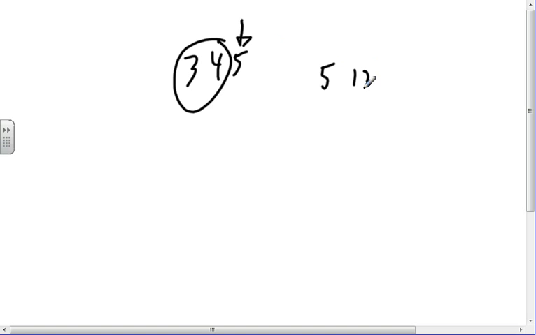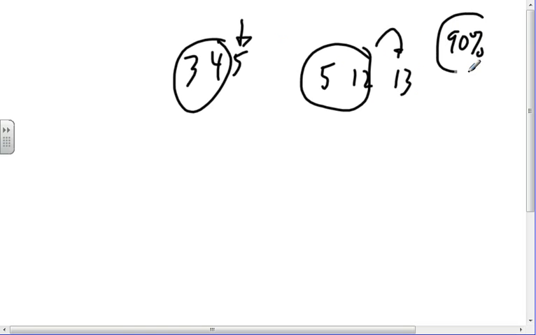Because in geometry, you had 3, 4, 5 triangles, right? So if two of the sides are 3 and 4, the other side has to be 5, right? You also have 5, 12, 13 triangles. If the sides are 5 and 12, the other has to be 13. 90% of the trig questions asked on SAT and ACT exams use 3, 4, 5 and 5, 12, 13 triangles. That's why they're there, so you can do them in your head.